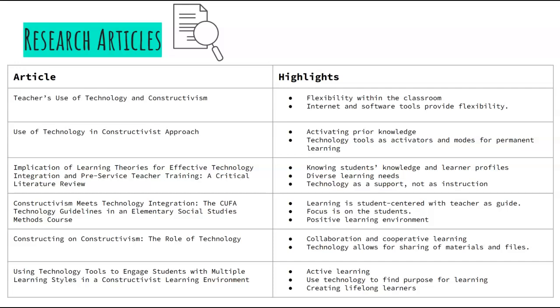The third article, Implication of Learning Theories for Effective Technology Integration and Pre-Service Teacher Training. This was a critical literature review. This one talked a lot about knowing what the student's knowledge is and their learner profile. So just knowing your students. And then in that, having diverse learning needs. So knowing that there are diverse learning needs and styles within your classroom. And then having technology to support that, to be able to differentiate and meet those diverse needs. Using technology as a support, not as instruction, but as a support to meet those needs.